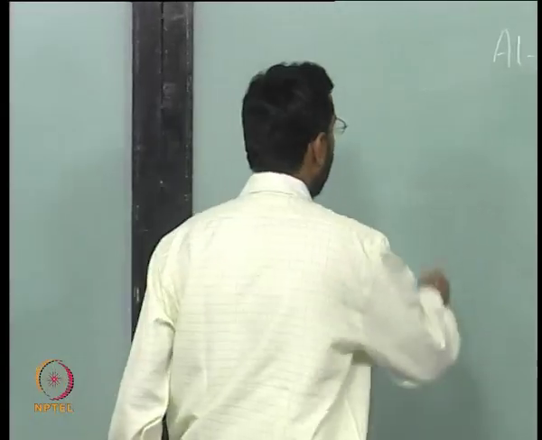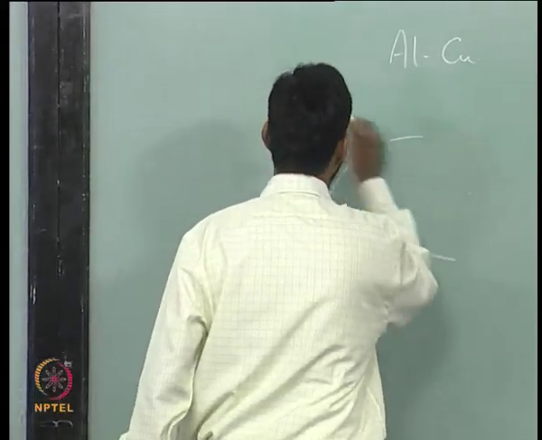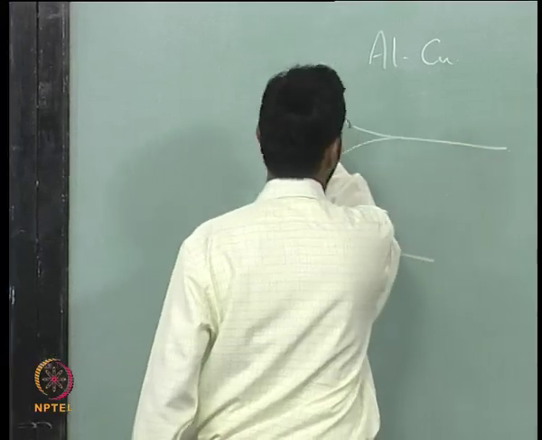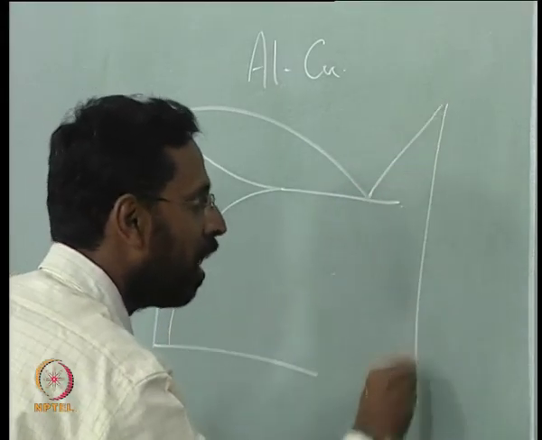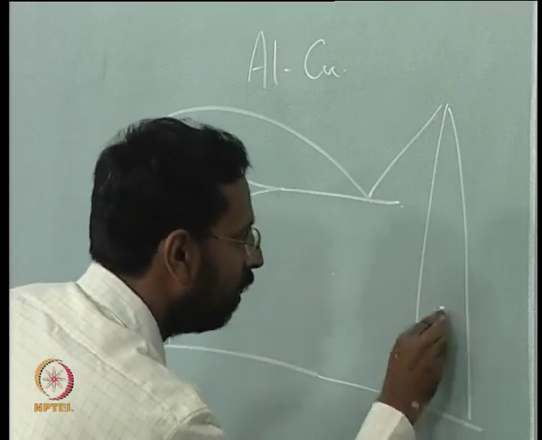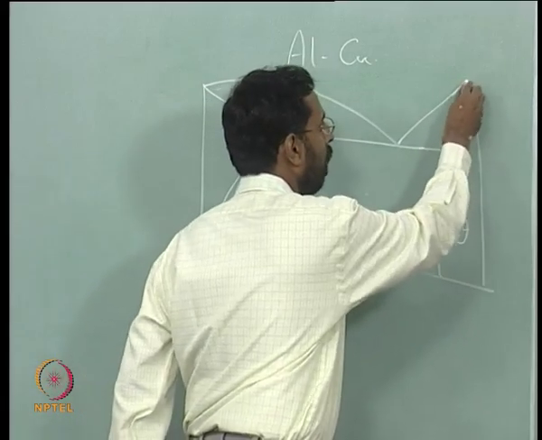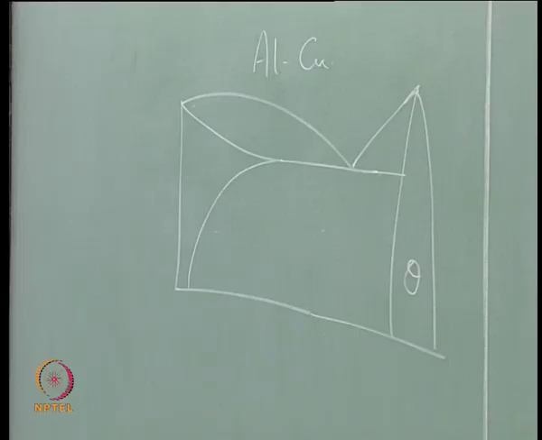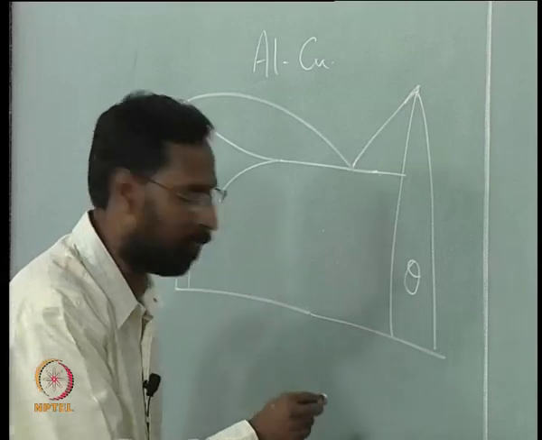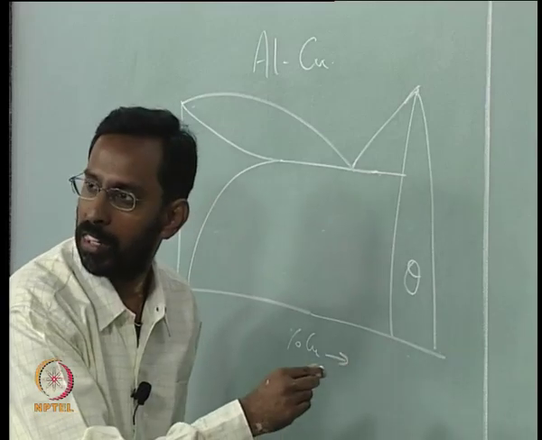If you remember the aluminum copper phase diagram, particularly on the aluminum rich side, it looks something like this. This is how it looks, and on this side there is the theta phase. Of course, theta is what stoichiometry? What is the composition of theta? CuAl2, so it is basically Al2Cu. So Al2Cu basically means, if I am writing percentage copper on this side, how much is this? How much copper?